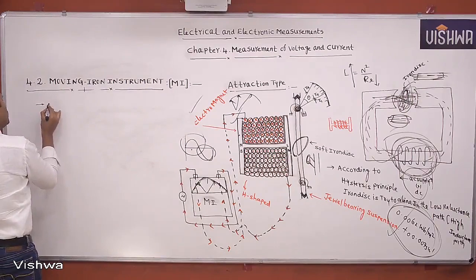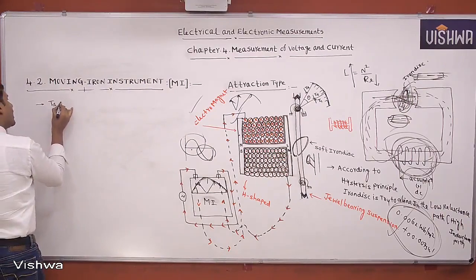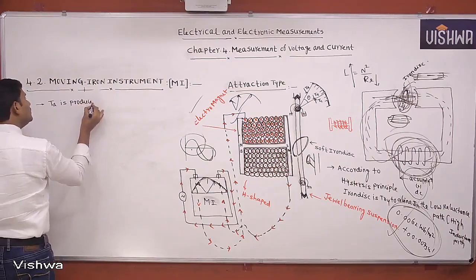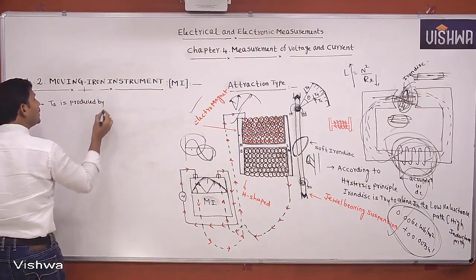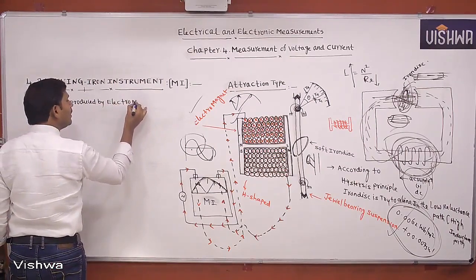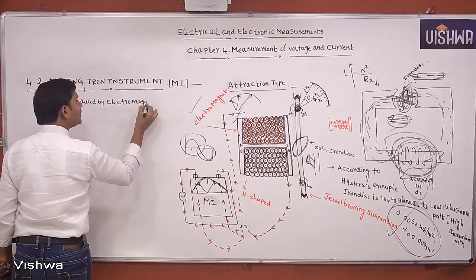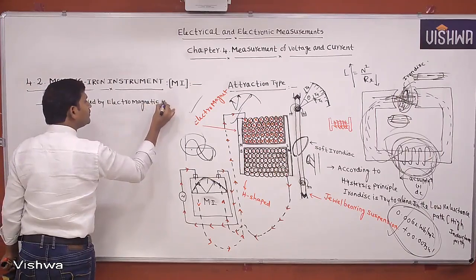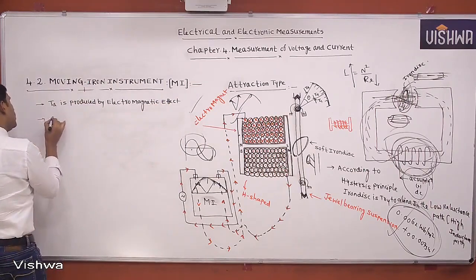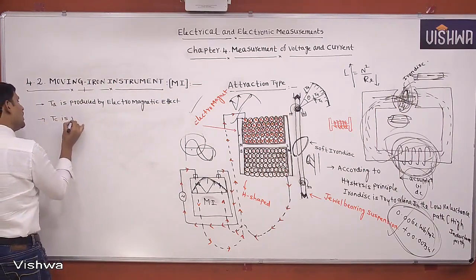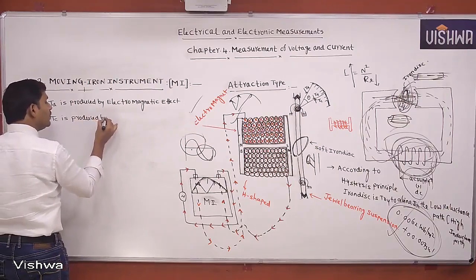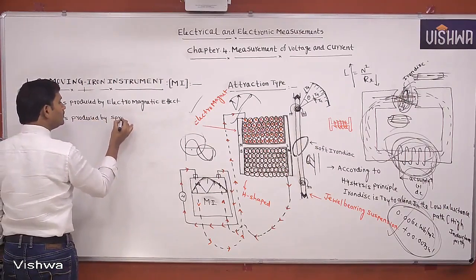TD is produced by which effect? Electromagnetic effect. Yes, TD is produced by electromagnetic effect. What about TC? TC is produced by spring control. Yes, TC is produced by spring control.